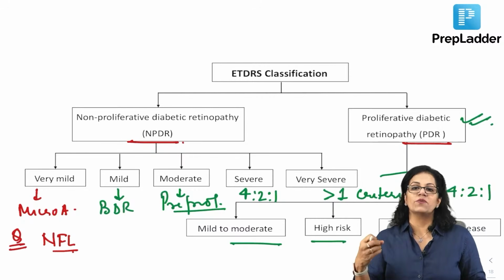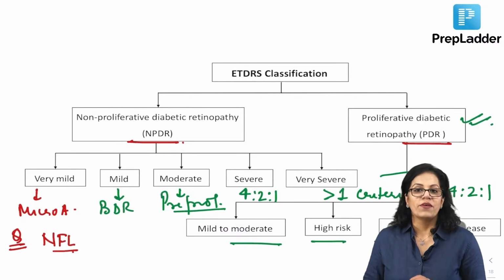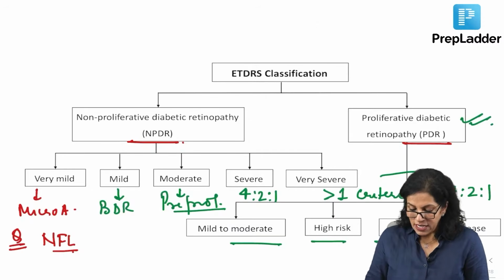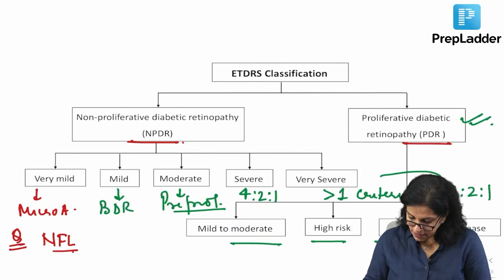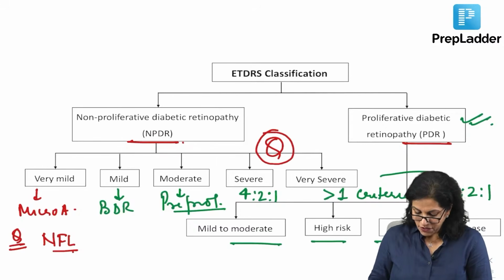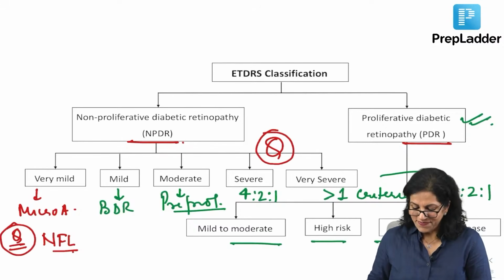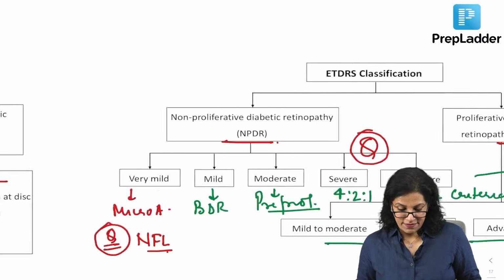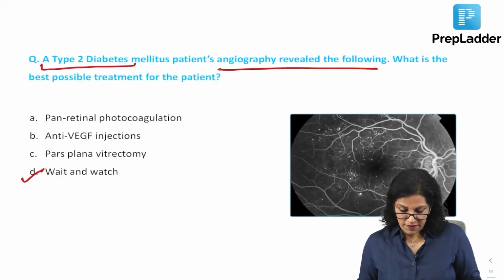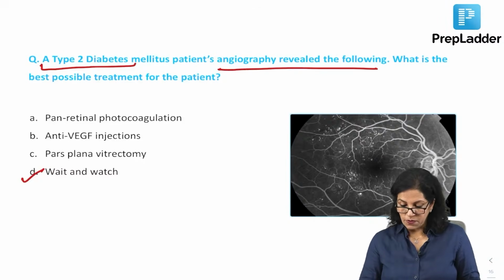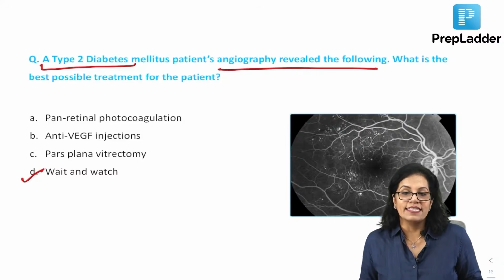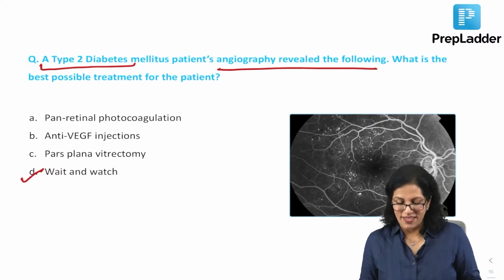We have done this so many times. So I hope you have revised this, right? So please revise this. I am writing it again. 4:2:1 rule is important. Q. Which layer? This is also another Q, right? So that was about this question. So we have answered here wait and watch, because these are only microaneurysms that I can see on the fundus fluorescein angiography.